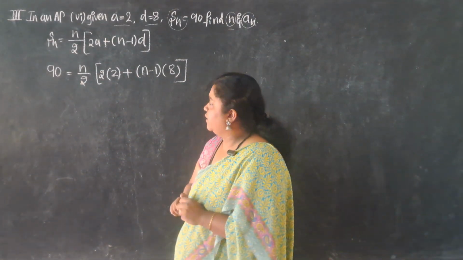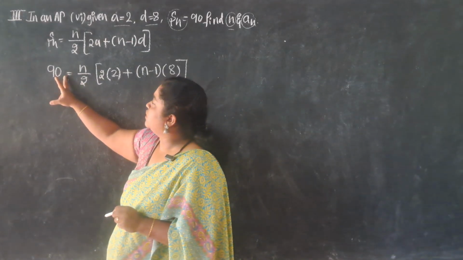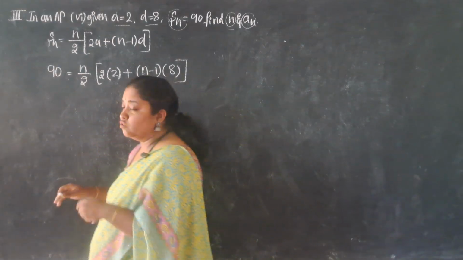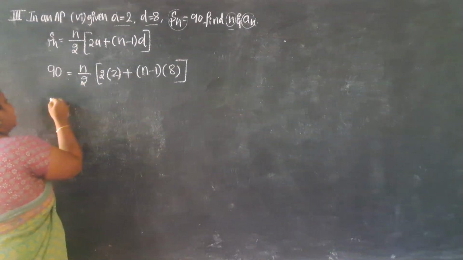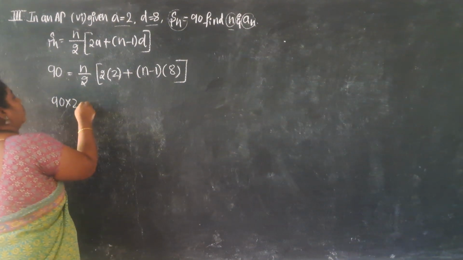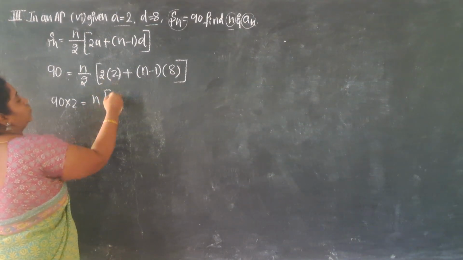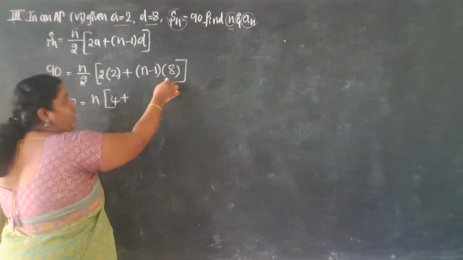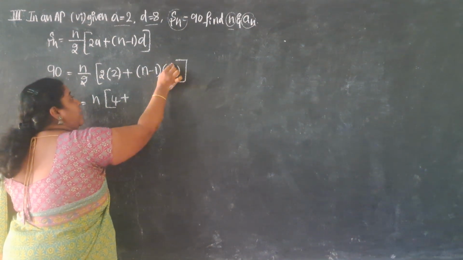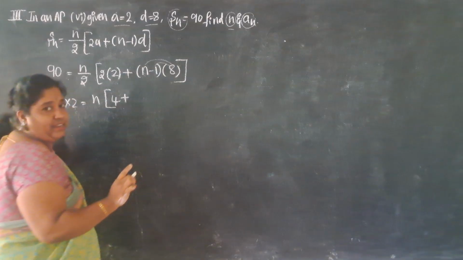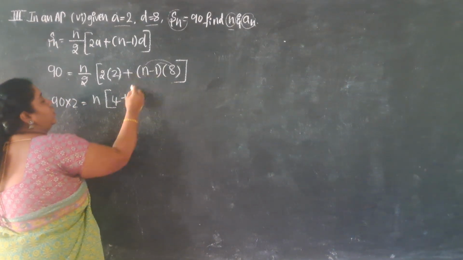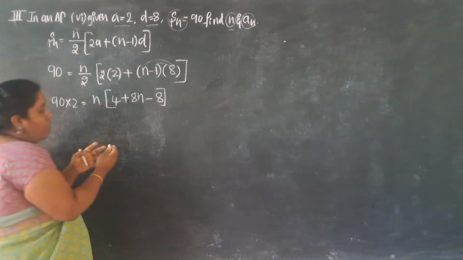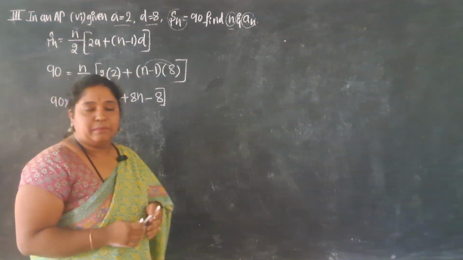Now what I do here, dears, I will send 2 to this side. Division turns to be multiplication. That is what I'll do to simplify the question. So what happens here? 90 into 2 is equal to n into, you just see, 2 twos are 4, plus... How can I open this bracket, dear? This 8 which is outside the bracket is multiplied to both n as well as minus 1. So that I'll split out: 8 into n is 8n, minus 8 into 1, 8. So this is how I split out the values that were there in the bracket.